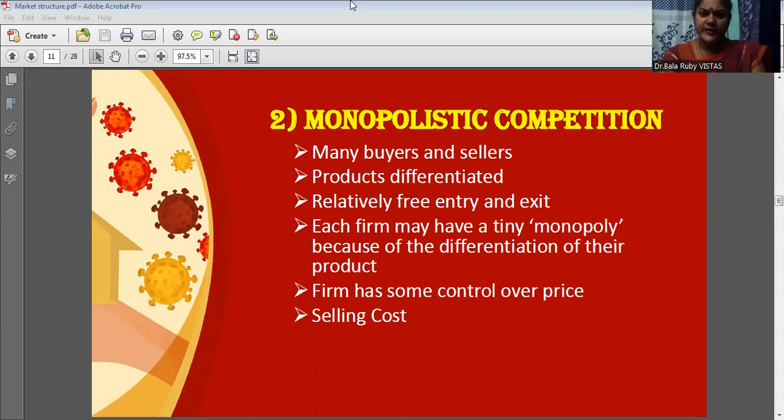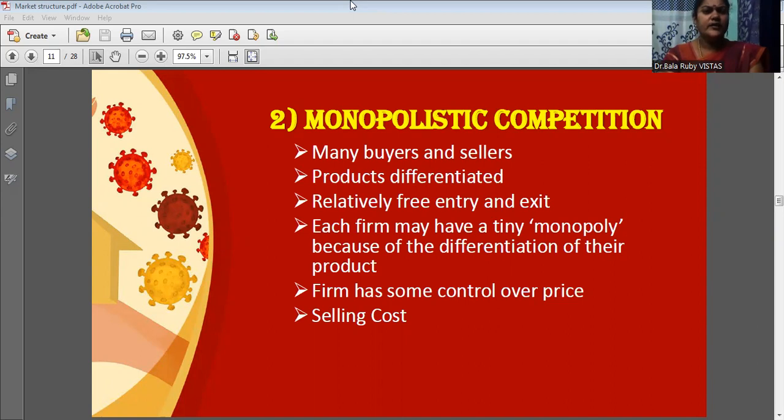First one is many buyers and many sellers in this monopolistic competition. So here the number of buyers as well as the number of sellers are more, and they are producing a differentiated product. See, in the case of perfect competition, they are producing a homogeneous product, because it is the same product. But in this monopolistic competition, it is not like that. They are producing some differentiated product.